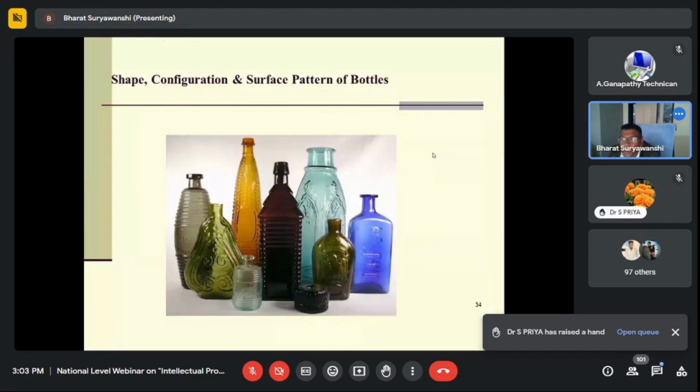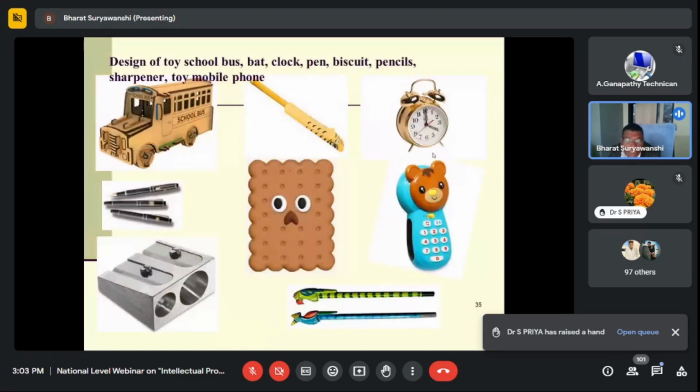Even shape, configuration, pattern, ornament, or composition of lines. Even a sharpener, but dual in nature, is a new design. A pencil, but with peacock and parrot facing, is a new design. Biscuits of Parle, Bourbon. But this is a biscuit of Tom and Jerry.